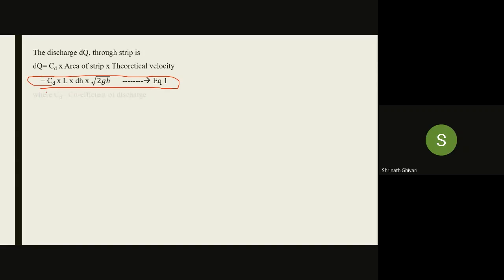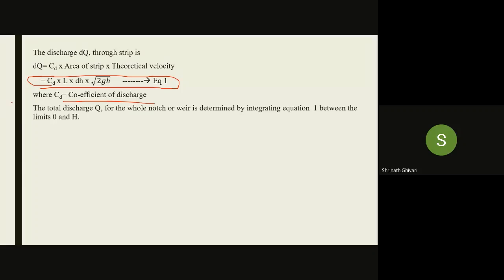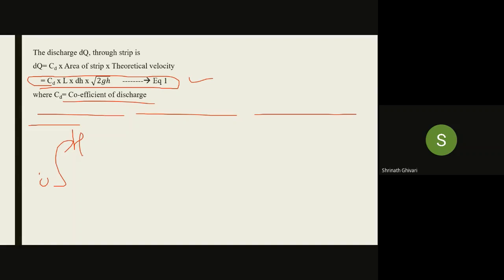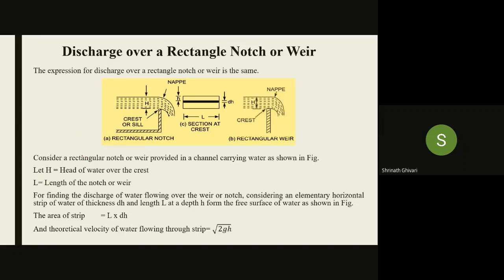Now what we have to do? CD is the coefficient of discharge, you know that. The total discharge Q for the whole notch or weir is determined by integrating equation 1. We have to integrate equation 1 within the limits of 0 to H. Why do we integrate within the limits of 0 to H? Can anyone tell me? Sir, H is the maximum thickness of flowing water.